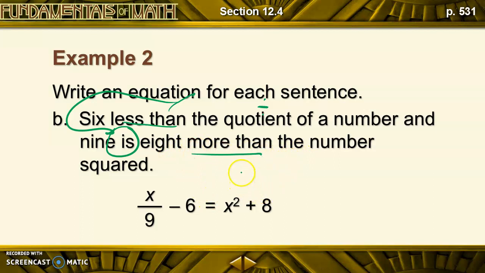A number squared is going to be this guy right here. Now remember, if they say a number and a number, then we want to keep that same variable. They chose to use x, so we're just going to keep it here. And 8 more than is going to go in the back. So it goes there.